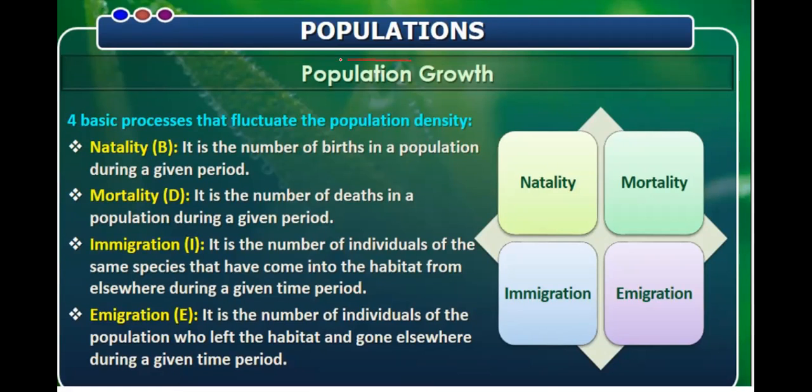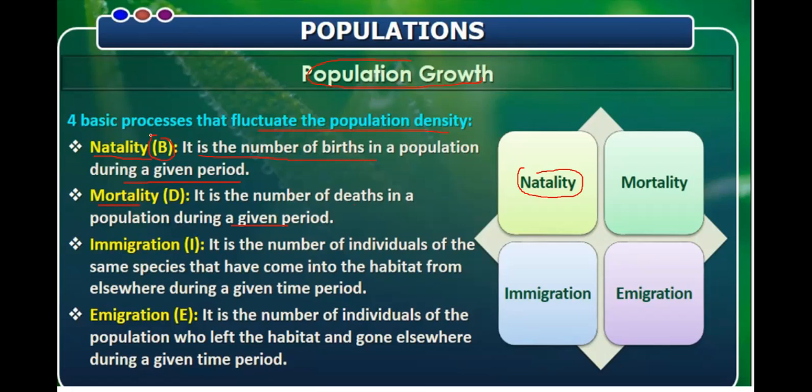So how does a population grow? There are four basic processes that fluctuate the population density. First is natality, represented by B. B means birth rate. Birth rate is also known as natality. It is the number of births in a population during a given period. Mortality is the number of deaths in a population during a given period. So the number of deaths is mortality, or death rate.